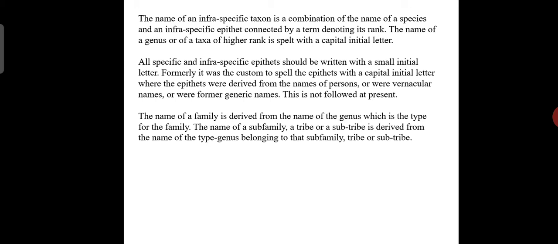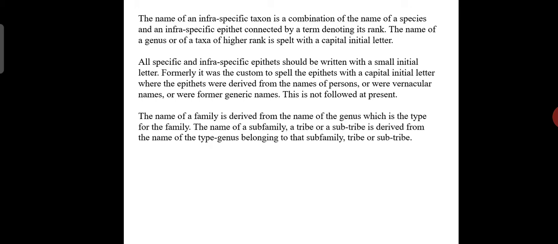Formerly, it was the custom to spell the epithets with a capital initial letter where the epithets were derived from the names of persons, or were vernacular names, or were former generic names. This is not followed at present.